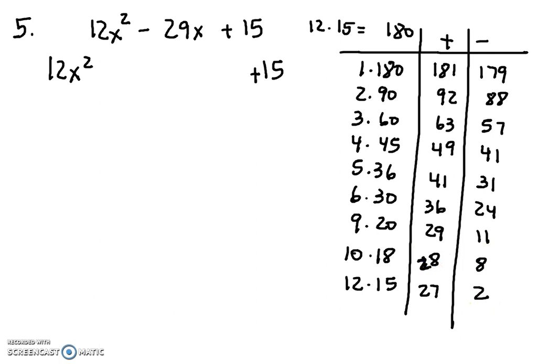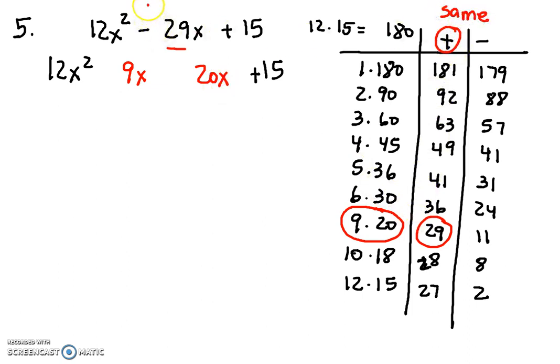Okay, again, I'm looking for my middle term, 29. I found it right here. I created that by using 9 and 20, so I will put 9x and 20x. The 29 was in the plus column, so that tells me my signs are going to be the same. Again, I look right here at that sign for my middle term. If they're going to be the same, they're both going to be negative.